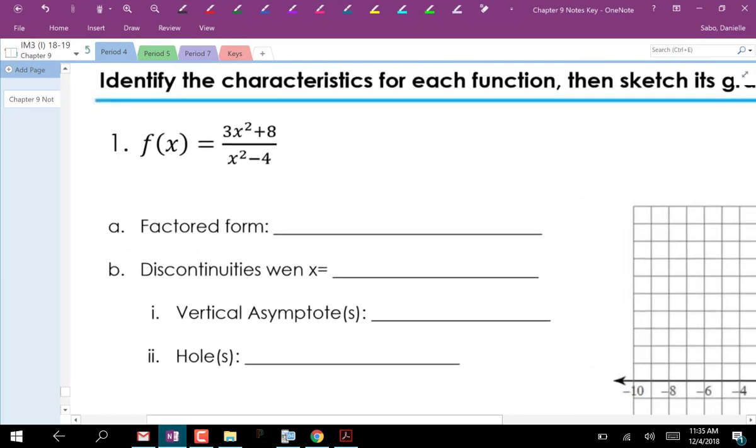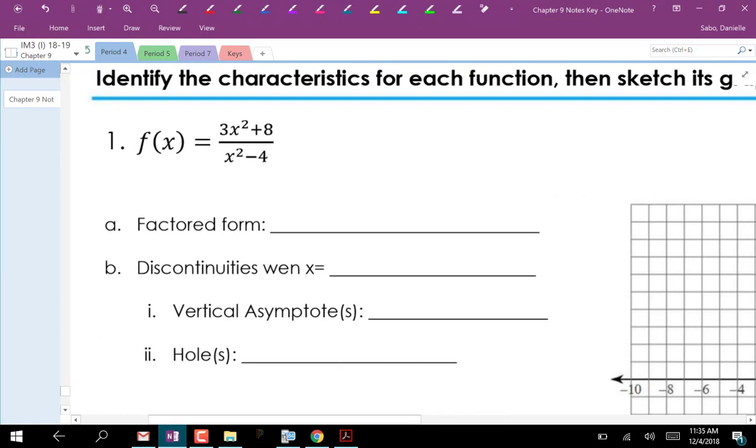Okay. So the very first thing it says is what's the factored form? That means we have to factor the top and factor the bottom if we can. Can we factor the top? No, there's nothing there that can pull out. There's no GCF, so we're good there.